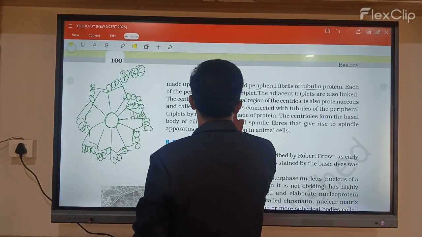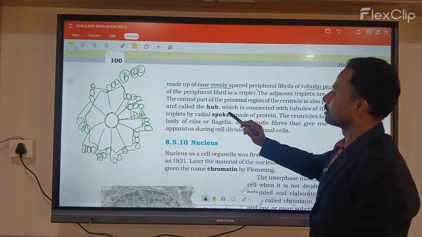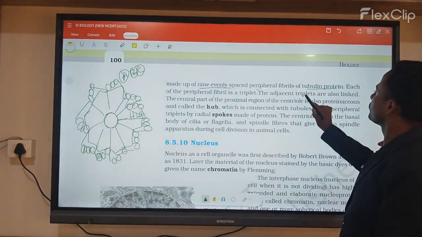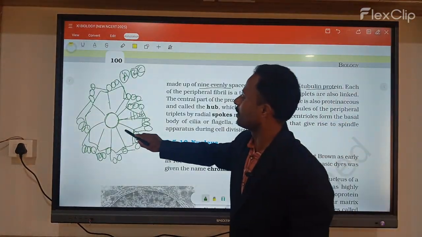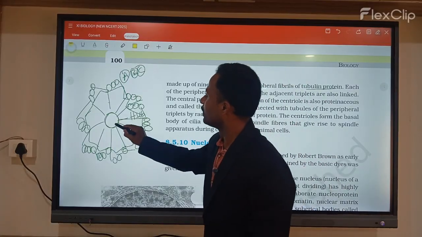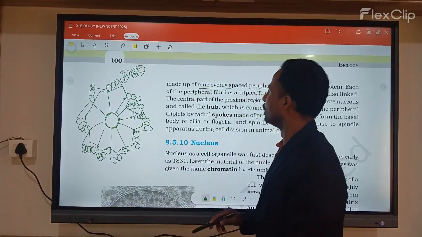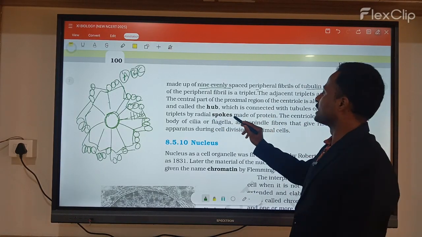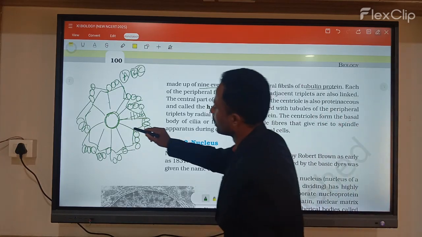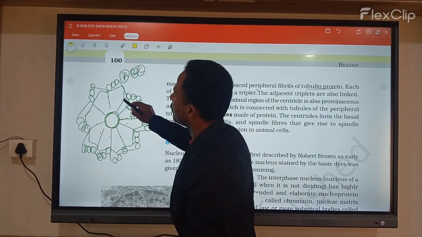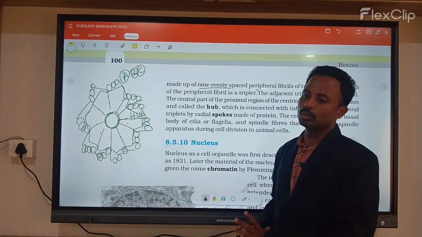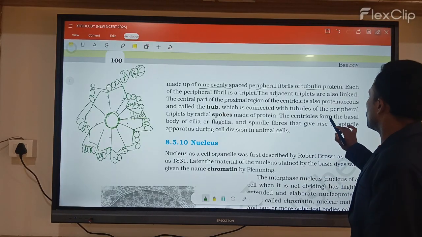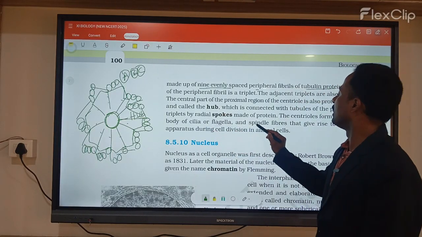Now each peripheral fibril is arranged as a triplet. 3 triplets are present, and the adjacent triplets are linked to one another. The center of the region is called the hub region, which is connected with the peripheral triplets by the radial spokes. The spokes are made up of protein fibers connected to the hub region.